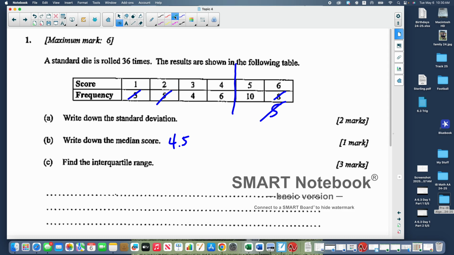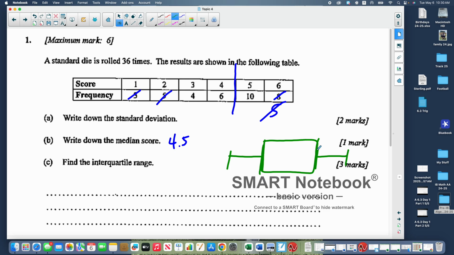Now, the interquartile range. If I'm doing a box and whiskers plot, the interquartile range is from the left-hand edge to the right-hand edge. How wide is that box? That's your IQR.